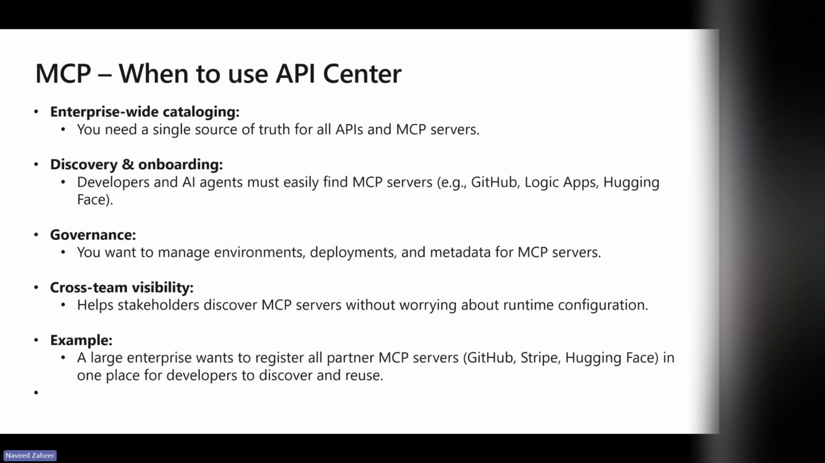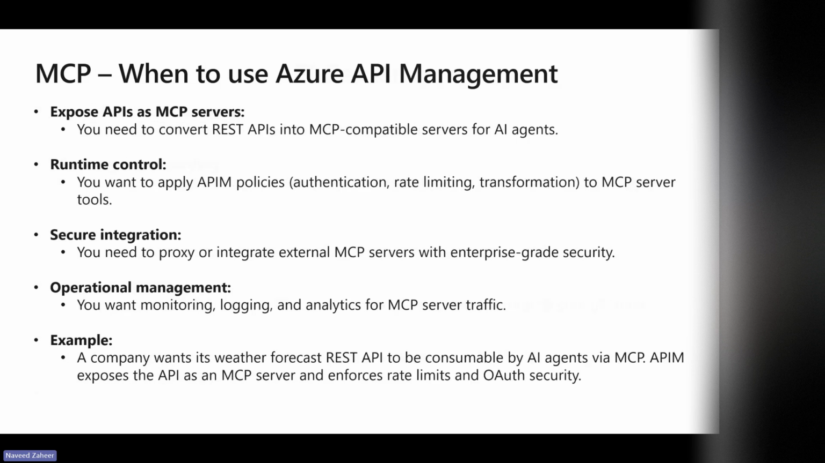Okay. With that, when to use API Center? As I said, enterprise-wide cataloging. You want to manage environments and things like that. It's kind of at a high level you are using it. Let's say you have different partner MCP servers that you want to have in one place. That's where you would be taking advantage of the MCP capabilities of API Center.